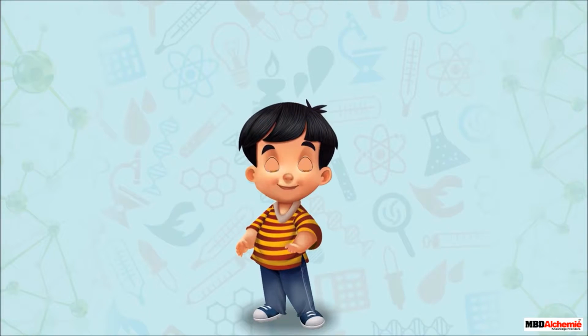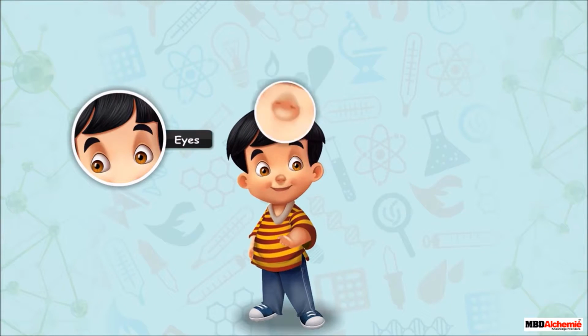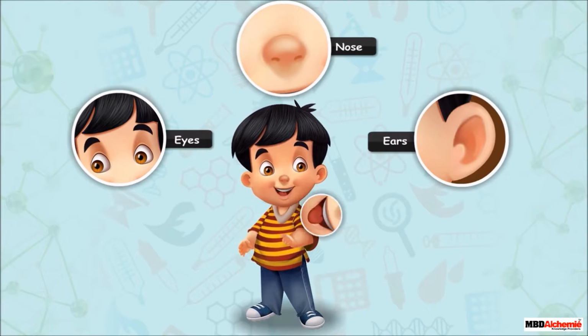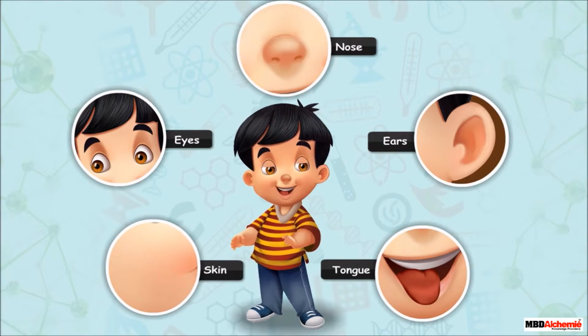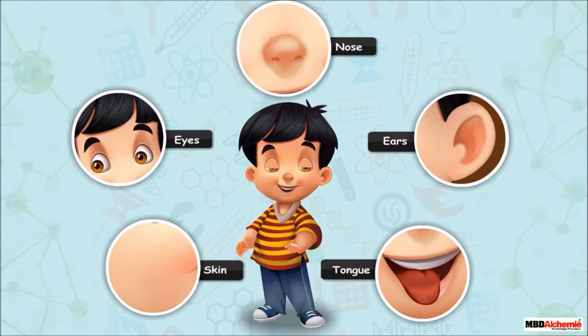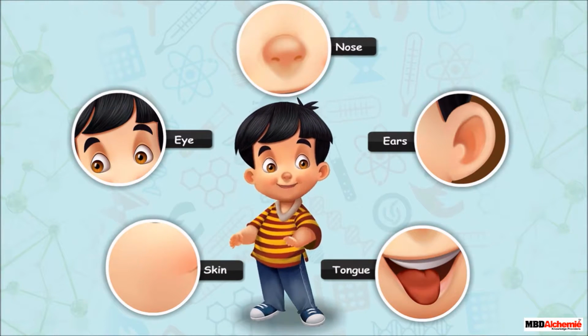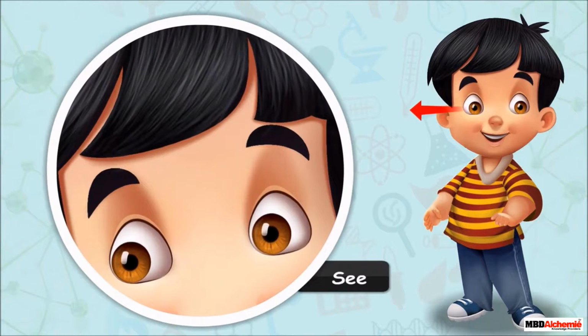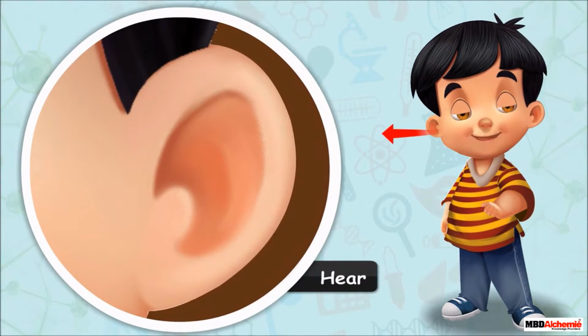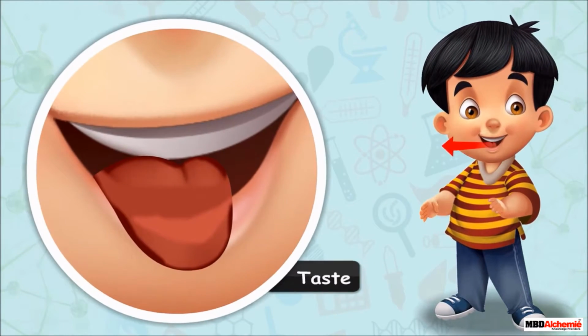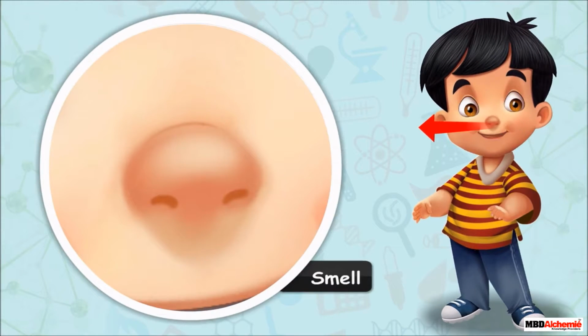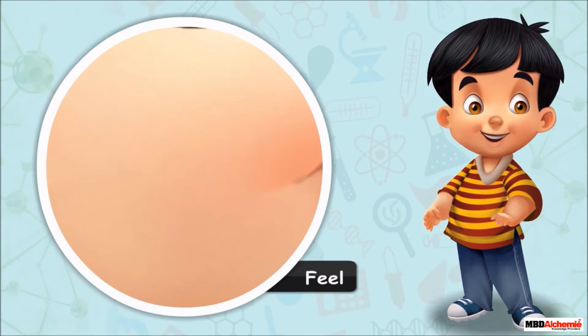Sid and we all use eyes, nose, ears, tongue and skin to know everything around us. They are together known as sense organs. We use our eyes to see, ears to hear, tongue to taste, nose to smell, and skin to feel.